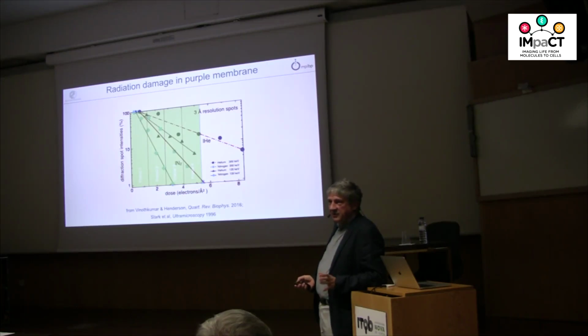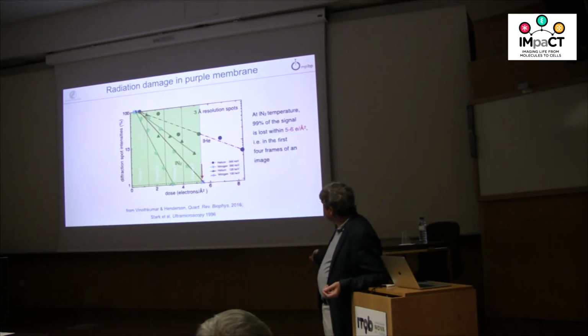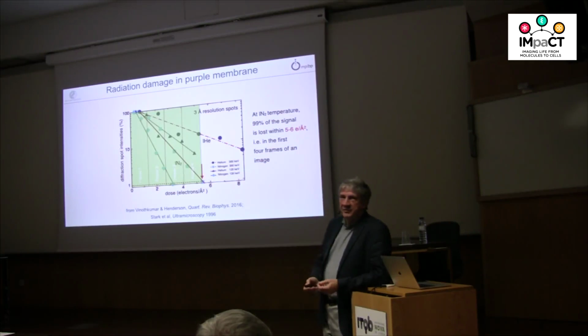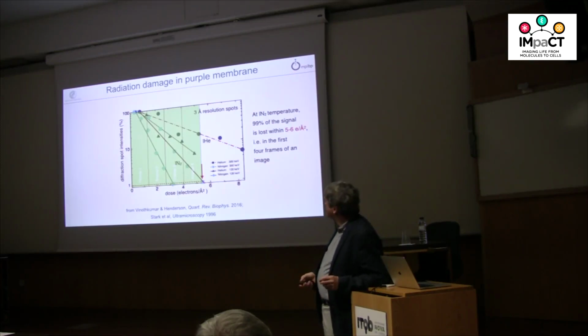So this is really quite shocking. But there's nothing we can do. This is another main reason why we need such huge numbers of particles to overcome this radiation damage. So yeah, this is 1%. Within the first 5 or 6 electrons, you destroy 99% of the signal by radiation damage. This is the hard limit for cryo-EM.